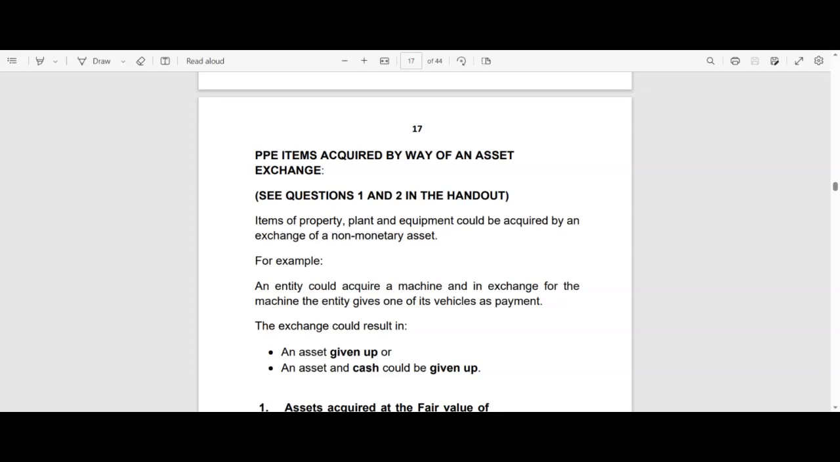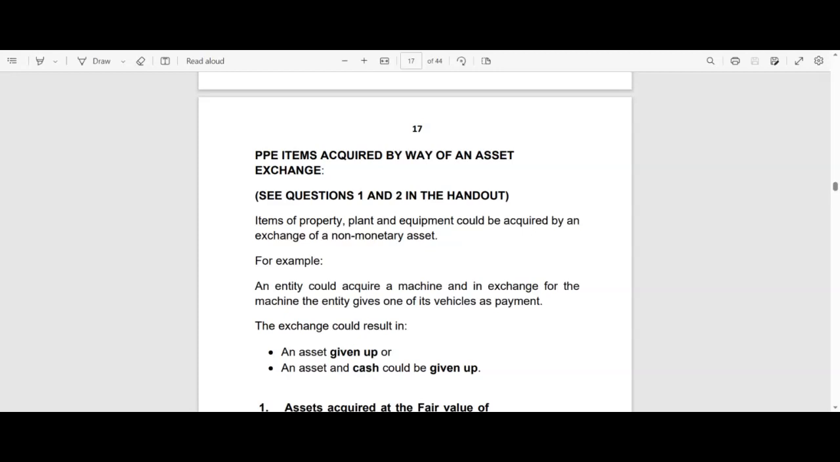And in that circumstance, IAS 16 says that if you do not know what the fair value of the old asset is, the one that you are going to give up, then you should use the fair value of the new asset as its purchase price instead. So that is one of the exceptions. If the fair value of the old asset that you are giving up is not known whatsoever, then you have to use the fair value of the new asset to determine its purchase price.